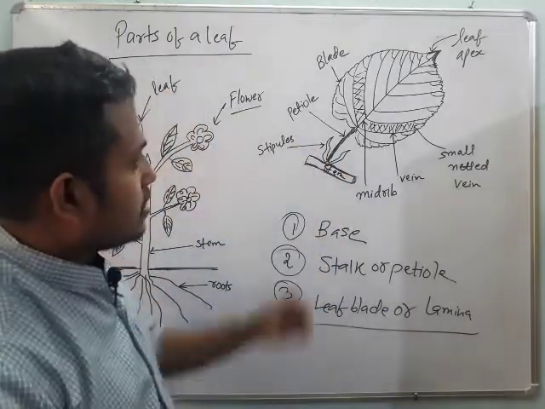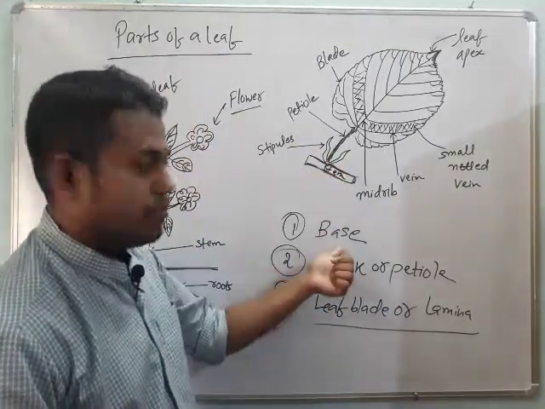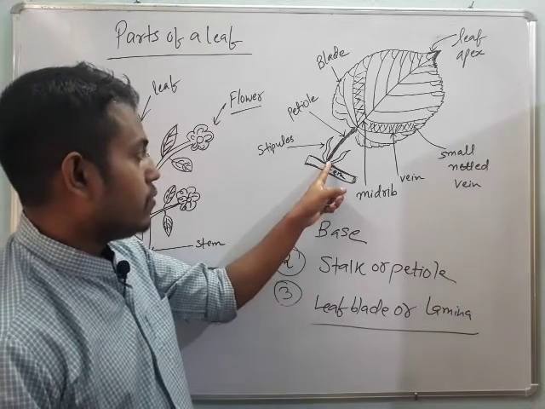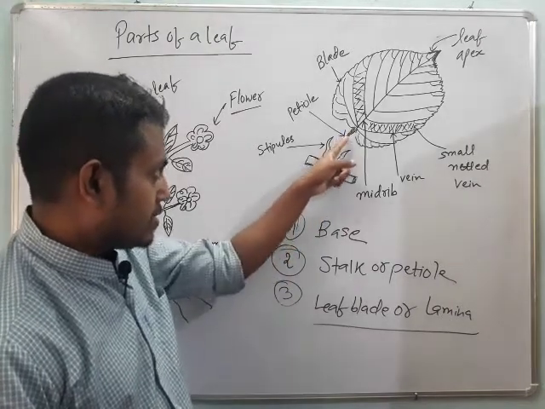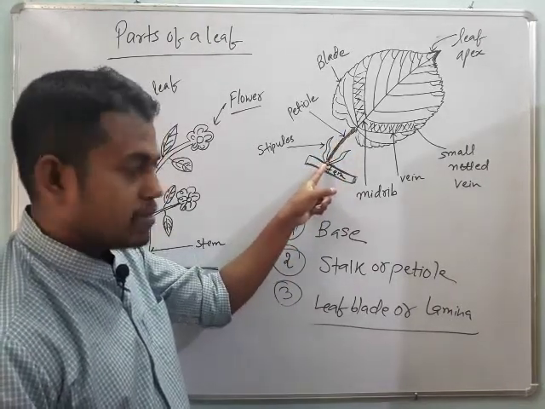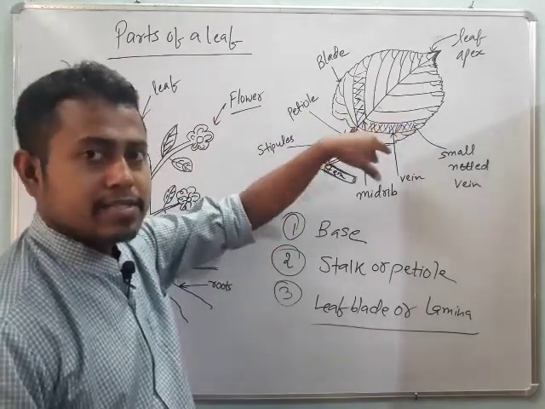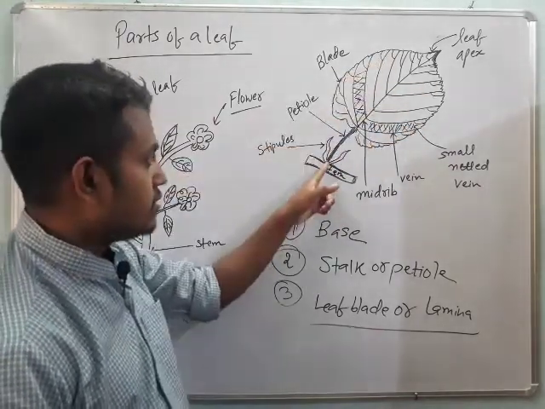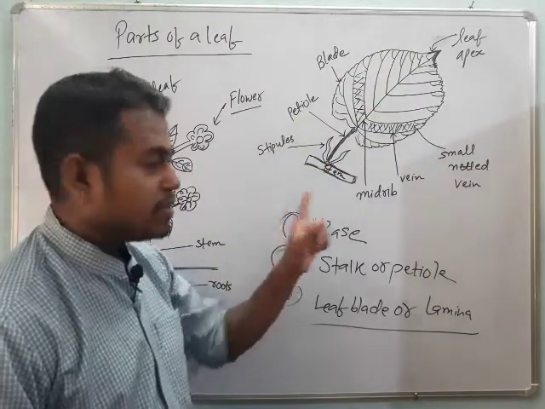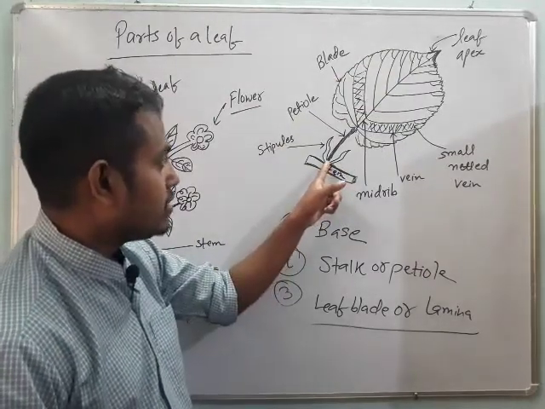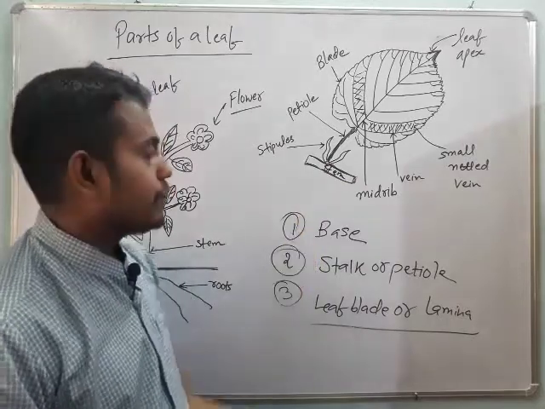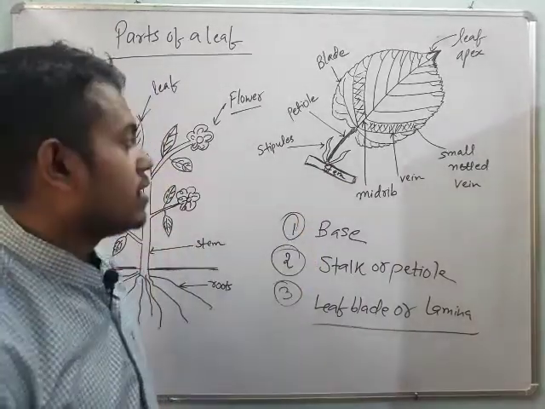See the portion, that is called the base. From here it is connected, and the leaves, you'll get the structure of the leaves. So this is called the base, understood? This particular point is called the base of the leaf.